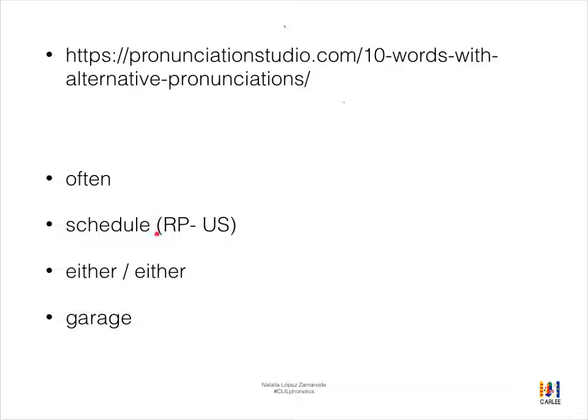Okay, alternative pronunciations. This has to do with British or American English. Okay, if you're British, you would say probably schedule, with the sh sound. However, if you're an American, you would say schedule, probably. Okay. In your case, how would you say it? Schedule. Yeah. Okay. So schedule. It tends to be the British version.